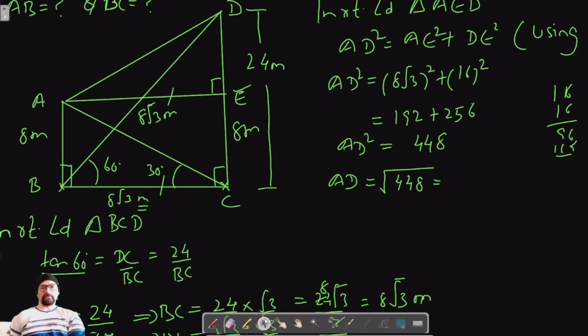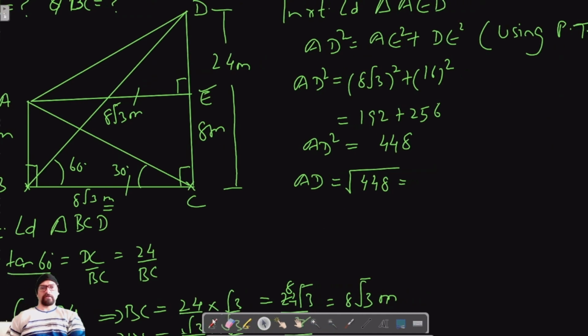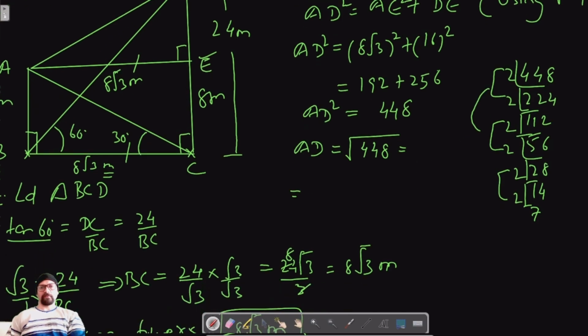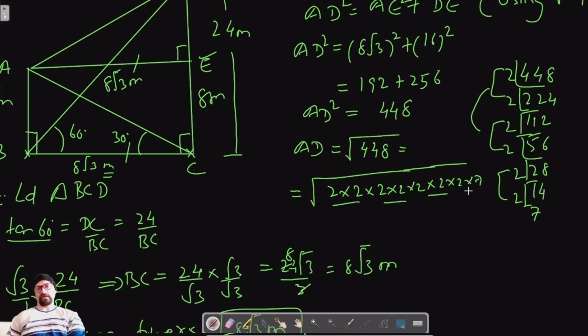And if we factorize 448, this is 2 into 2 into 2 into 2 into 2 into 2 into 7. So these are in pairs, and I have written an extra 2 here.